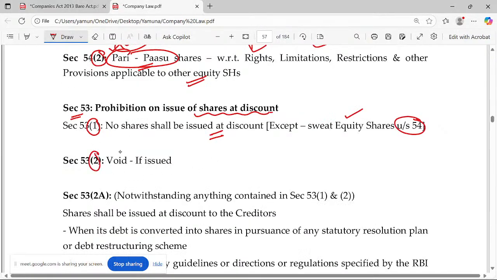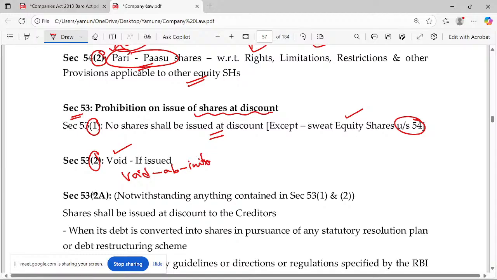With respect to two, if you are issuing shares, which means you are not following these provisions of the Act, then it becomes void. To be very particular, it becomes void ab initio. Probably you can make a note of it. It becomes void ab initio because it's not there in the law.